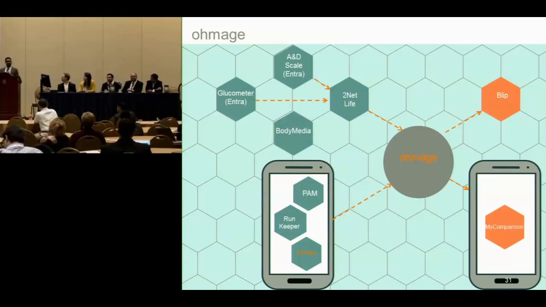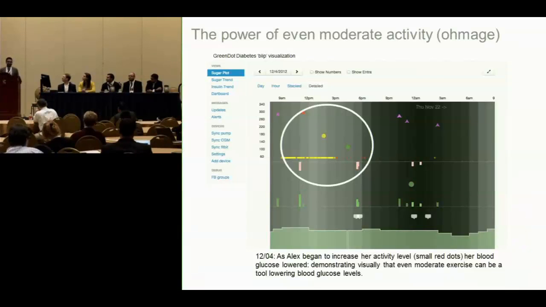Again, you've probably seen this word ohmage used many times throughout this panel and presentation. So ohmage was being used as a data store to be able to integrate all these various applications. But in addition to that, it also is an application for mobility that can understand mobility in the context of diabetes and other conditions.